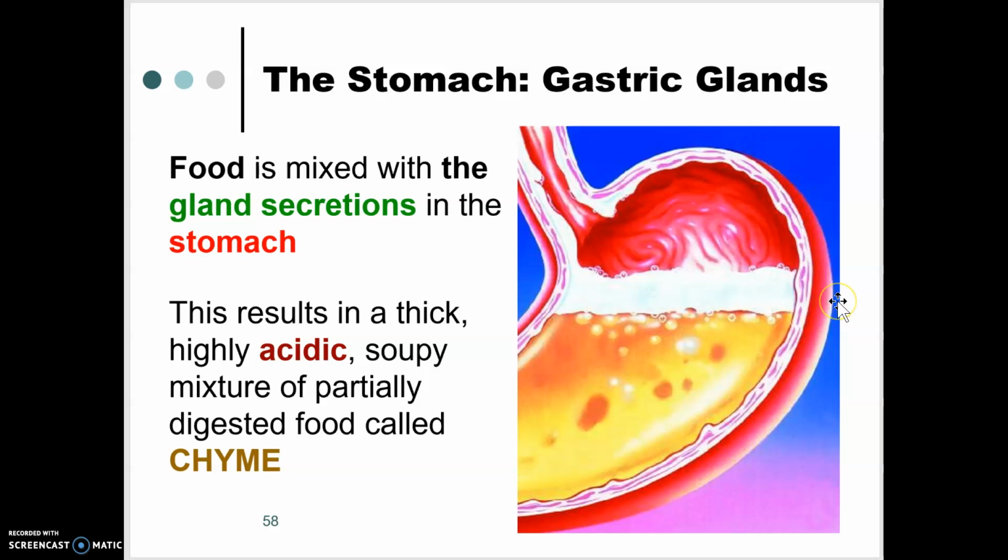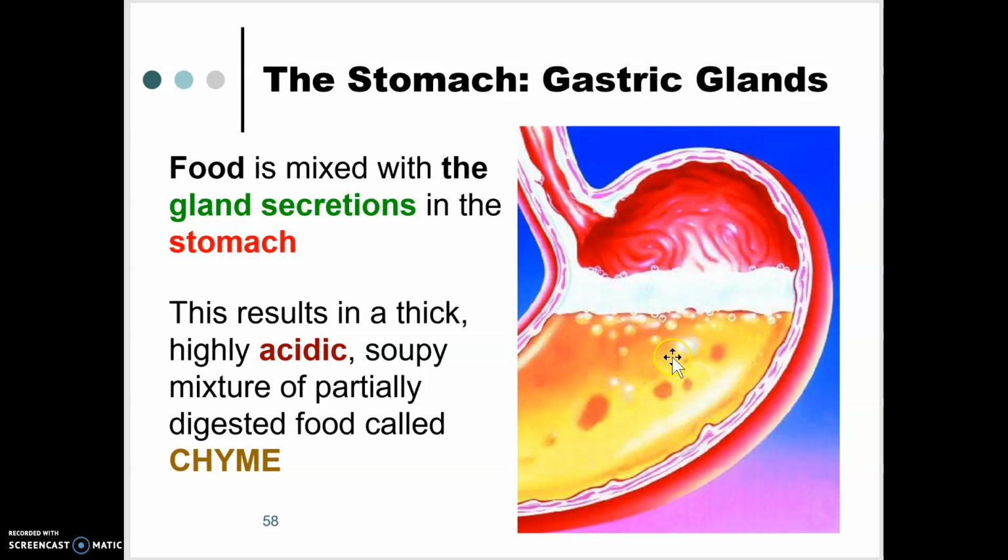All right, so when we eat our food, of course, it's chewed up and mechanically digested in our mouth, and then it's swallowed and moves through the esophagus into the stomach. Once it gets into the stomach, those gastric glands in the lining of the stomach will secrete all those same things we just talked about: enzymes, acid, mucus, hormones. And this will all mix together in our stomach. It's going to be a thick, really acidic soup mixture of partially digested food, and we call this soupy liquid chyme.